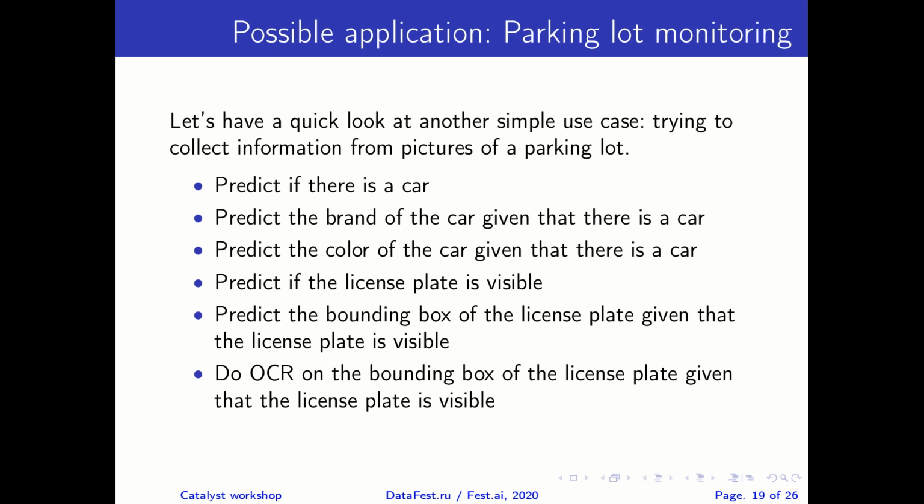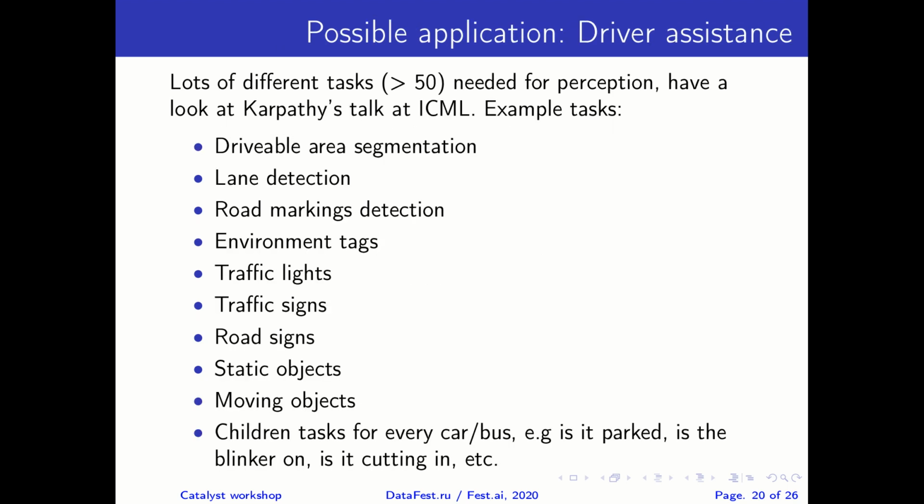For example, if you're monitoring a parking lot and you're trying to identify a particular car, first you have to predict if there is a car, then you have to predict the brand of the car. Given that there is a car, you have to predict the color of the car. Given that there is a car, obviously, you have to predict if the license plate is visible. Again, given that there is a car, predict the bounding box of the license plate, given that the license plate is visible, and then do OCR on the section that is identified by the bounding box. So that would be one possible application.